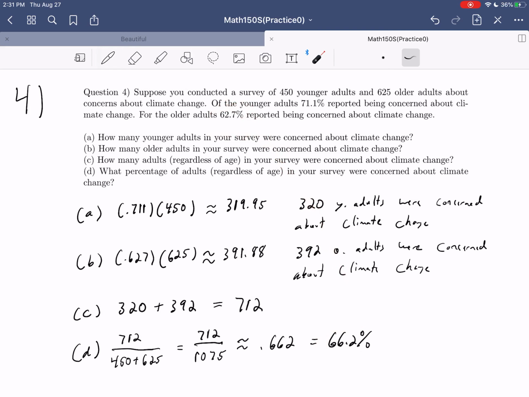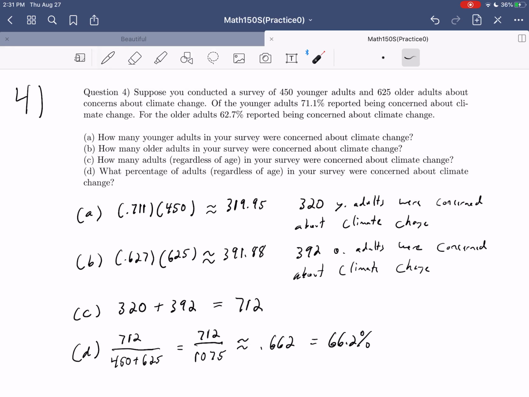Why is it closer to 62.7? Well, because we had more older adults in our survey. So that means that if you do a weighted percentage, which is what this really is, that percentage that you get is always going to land in between these two, but it's going to be closer to the group that had more people in it overall. So just some things to think about as we're calculating these percentages.